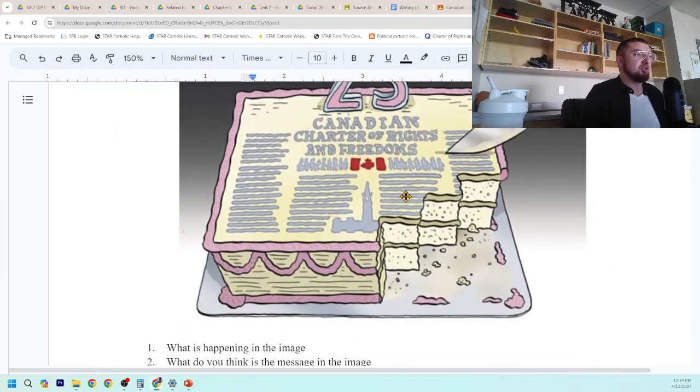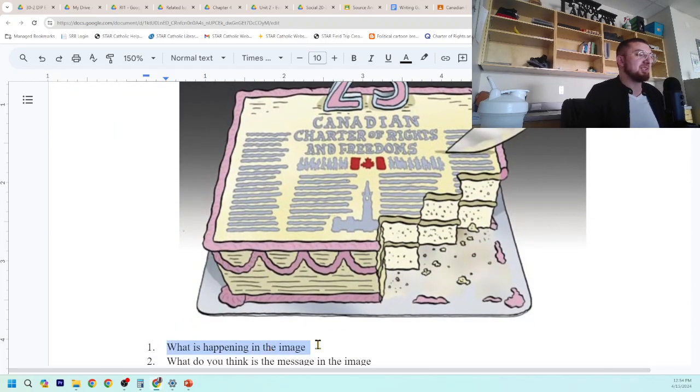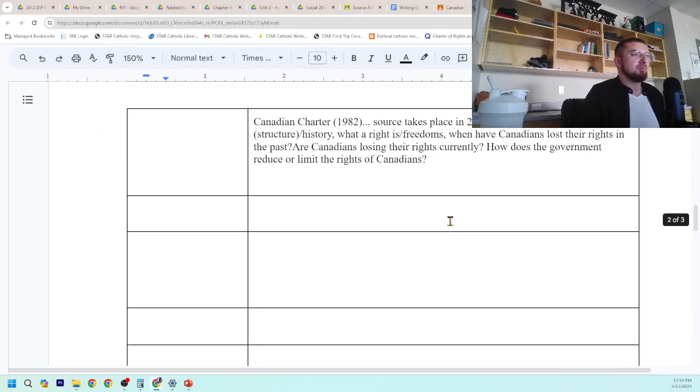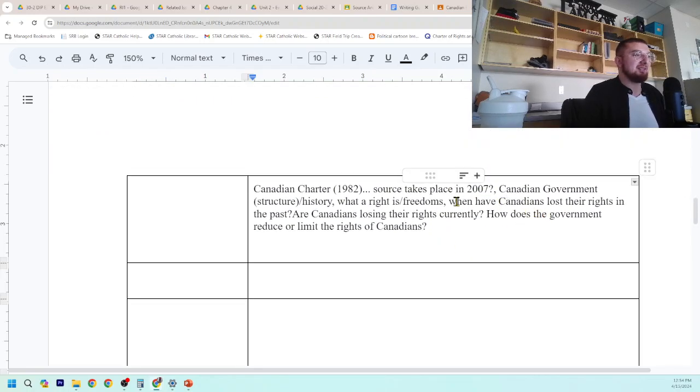When you look at this image, part of your intuition to what is happening in the image should have been that, hey, we're losing our rights and freedoms. So a good background information question to have is, when have Canadians lost their rights in the past? Are Canadians losing their rights currently? Okay. And we studied a bit of this in both chapter 3 and 4.